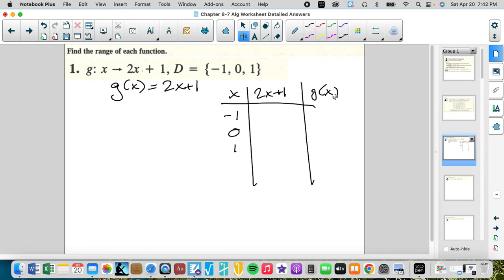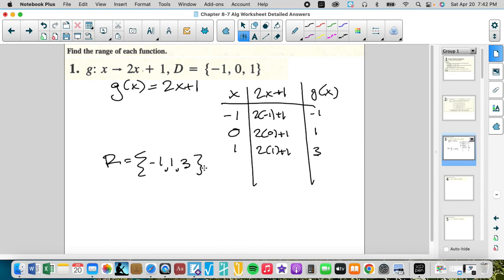So find the range. We'll just show what that notation. That's going to be -1. That's 2 times 0 plus 1, which is 1. That's 2 times 1 plus 1, which is 3. So the range in solution set notation is -1, 1, and 3.